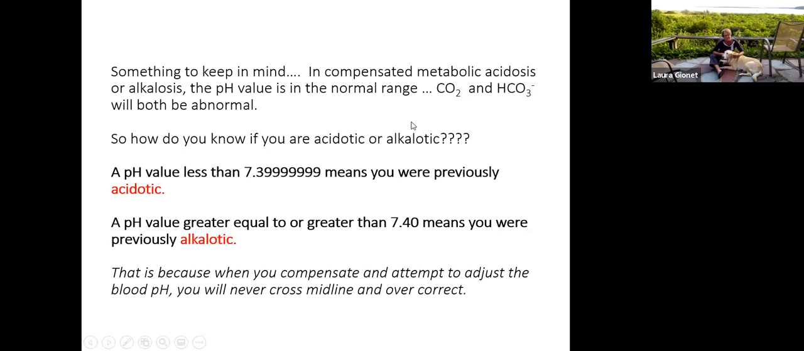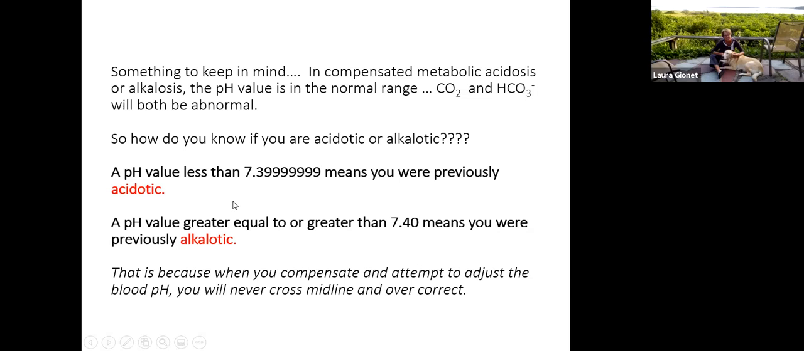Now, if I tell you it's a compensated metabolic acidosis, then clearly you know that. But if you're just looking at an arterial blood gas, you don't have that information. You just have this snapshot in time. So you're going to look at the same thing. You're going to look at your pH, carbon dioxide, and bicarbonate levels. And I would do the same thing.